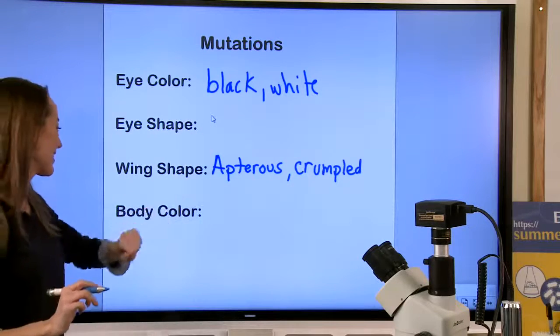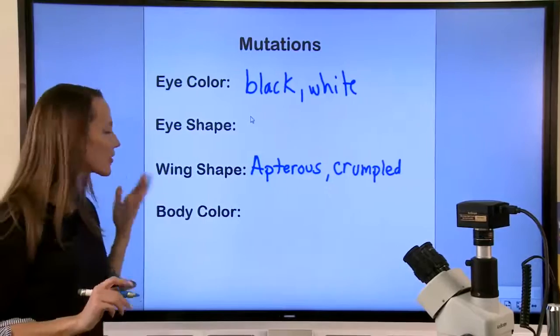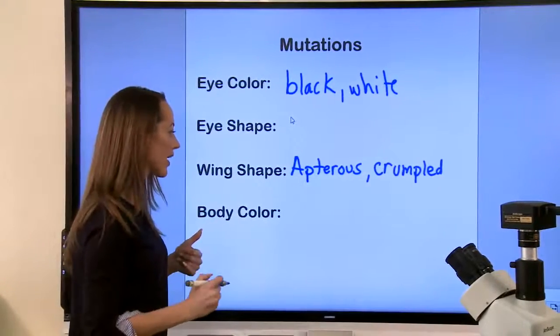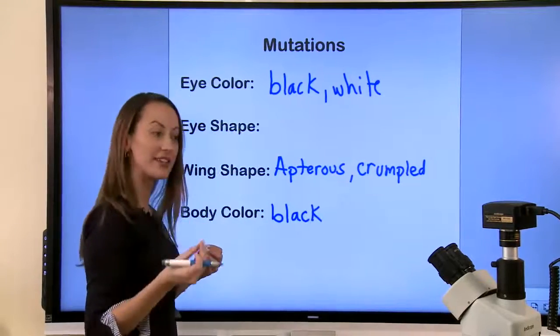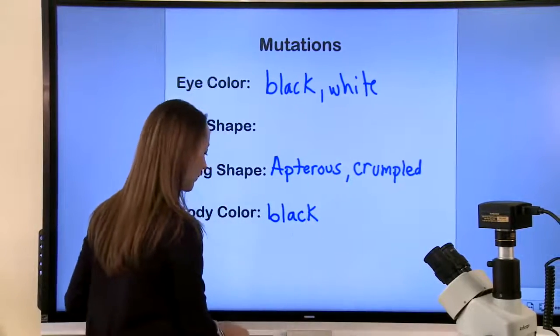That was the one that we didn't see anything. So body color, did we see a black body? I can't remember, but I'm going to put it there. Sometimes we see that instead of having a tan body, they can actually have a black body.